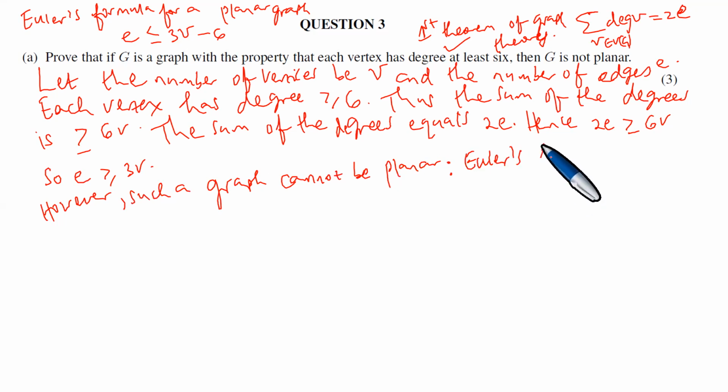By Euler's formula, we're arguing that if the graph is planar, it must have a minus 6. But now we're getting this.